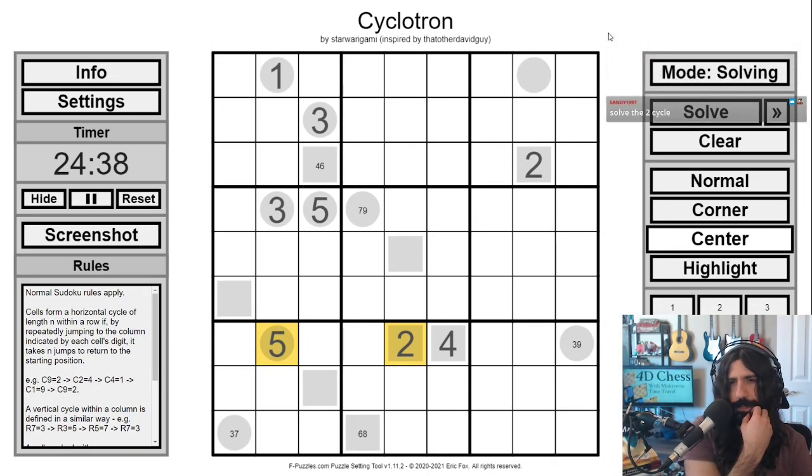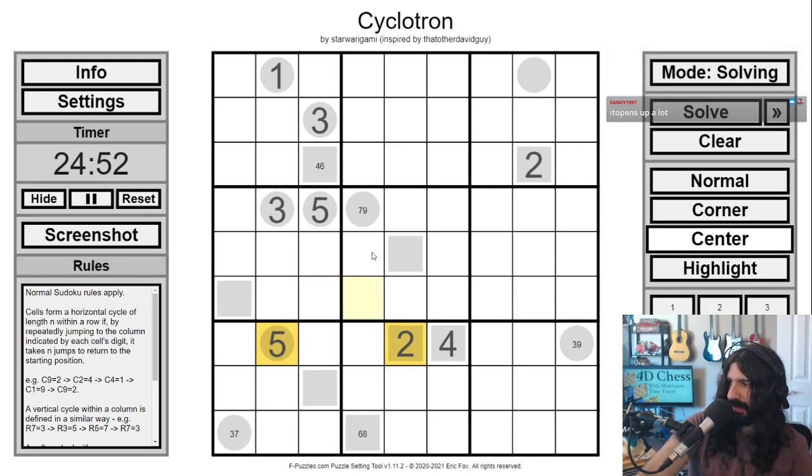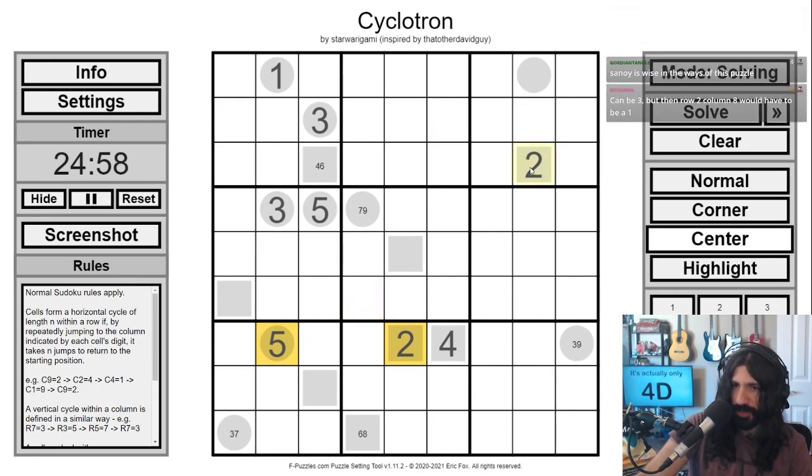Jeez. Are there any other? This could easily be a four. There's no reason that it couldn't be, right? So point to five, which would point to this, etc. Okay. Solve the two cycle. Right. If there's a two in a box, then this has to point back at where that is.